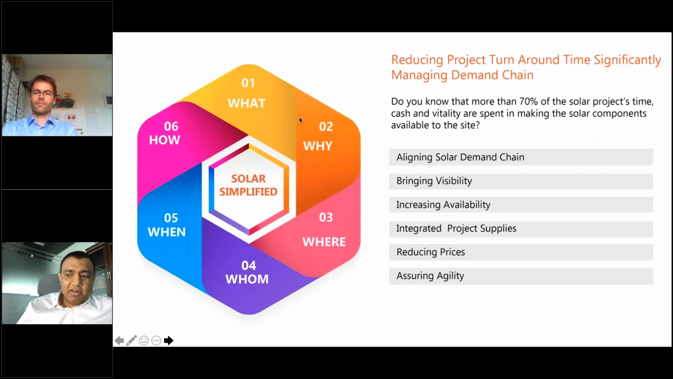Solar Simplified, I will not take much time now after an excellent session on the technology. We are talking now about the operations. So what is Solar Simplified actually?